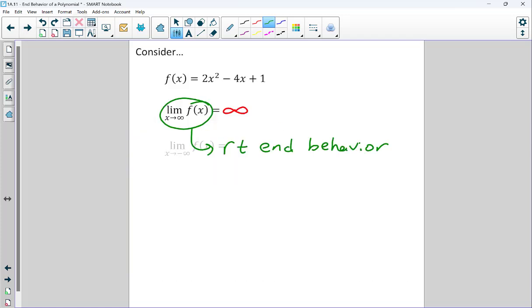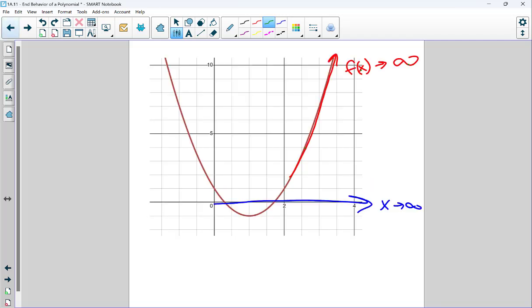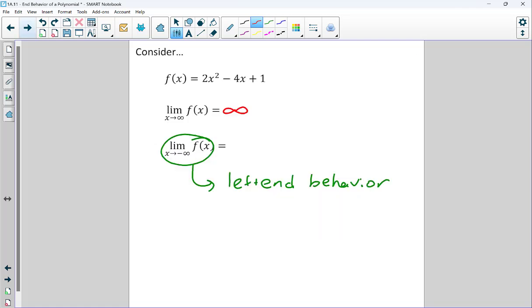Notice I could extend this question into limit as x approaches negative infinity. If we're going to negative infinity, that would be the left end behavior. As the graph goes to the left forever, x approaches negative infinity, where is the curve going? Well, the curve is going up again, so it would be the same answer, infinity. Both the right end behavior and the left end behavior for this graph are going up and up.